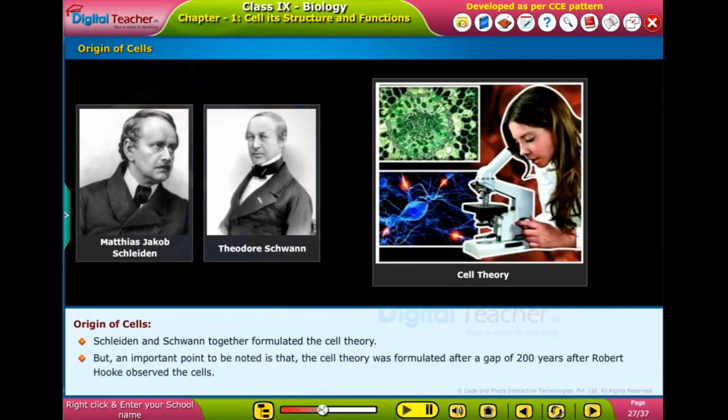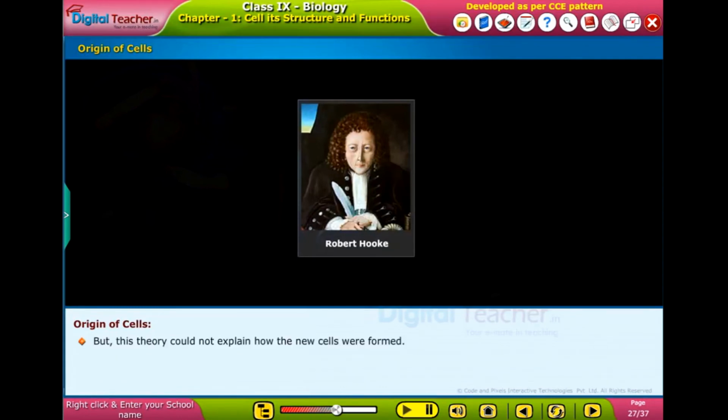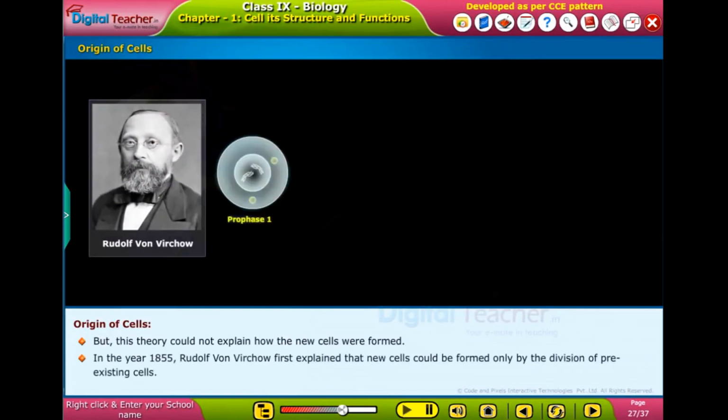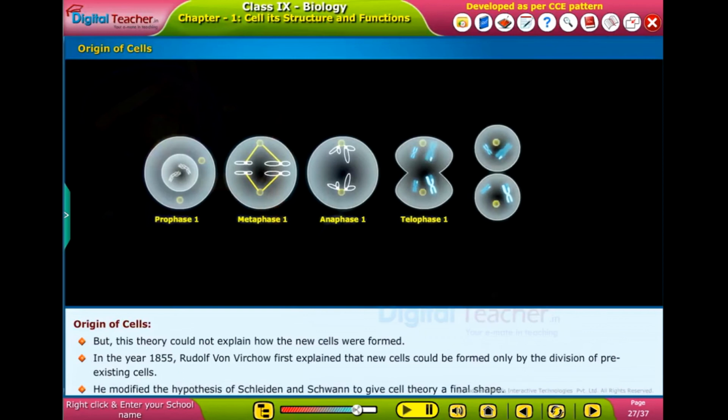But an important point to be noted is that the cell theory was formulated after a gap of 200 years after Robert Hooke observed the cells. But this theory could not explain how the new cells were formed. In the year 1855, Rudolf von Virchow first explained that new cells could be formed only by the division of pre-existing cells. He modified the hypothesis of Schleiden and Schwann to give cell theory a final shape.